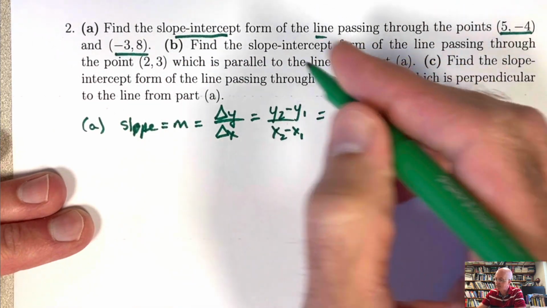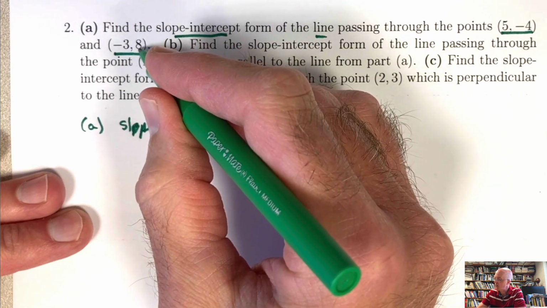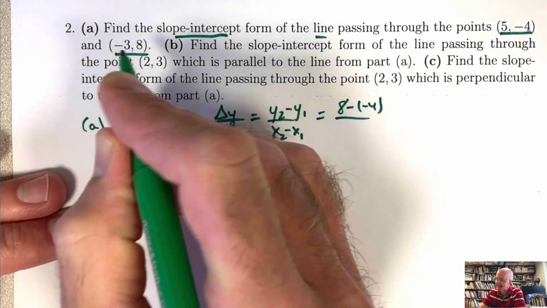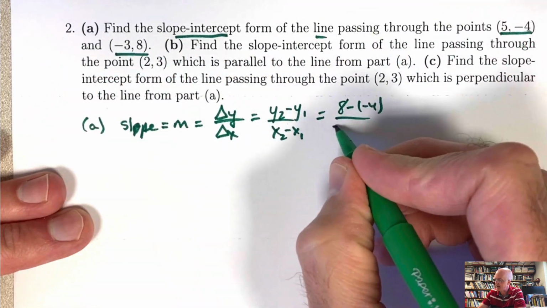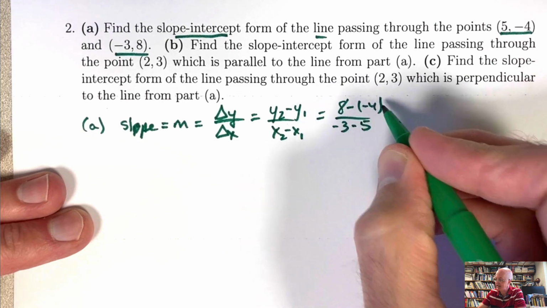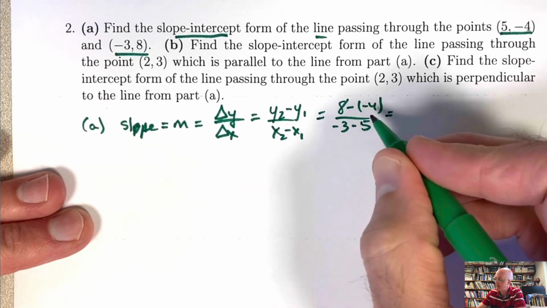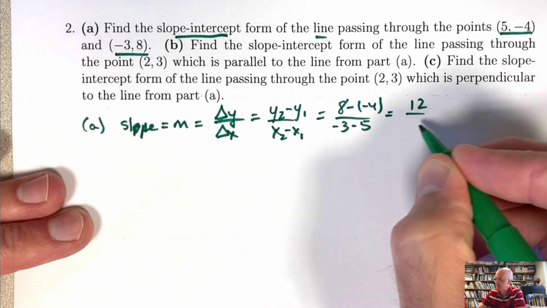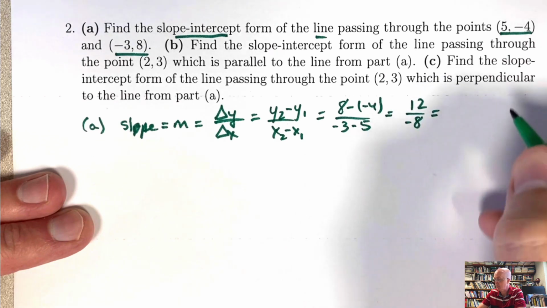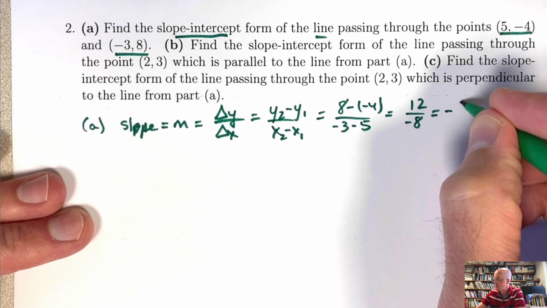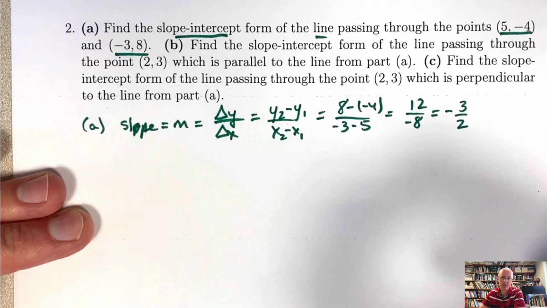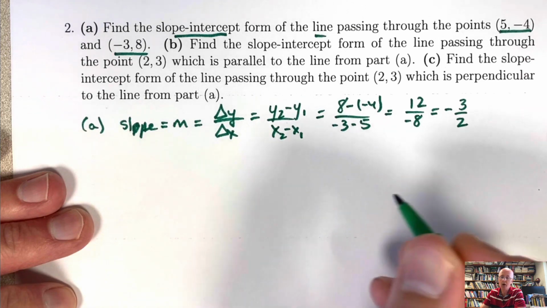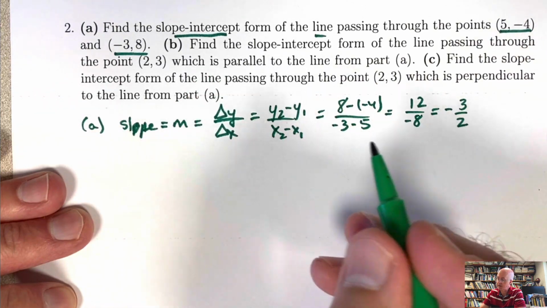So we'll get y2 minus y1 will be 8 minus negative 4. You got to be really careful about signs. And x2 minus x1 will be negative 3 minus 5. Of course, subtracting a negative number is the same as adding a positive number, so 8 minus negative 4 is 8 plus 4 is 12, and negative 3 minus 5 is negative 8. So we get 12 over negative 8, which simplifies to negative 3 halves when I divide the top and the bottom by 4, and I can also bring the negative sign in front. That's the slope. All right, we got to get the slope-intercept form of the equation of the line, however.